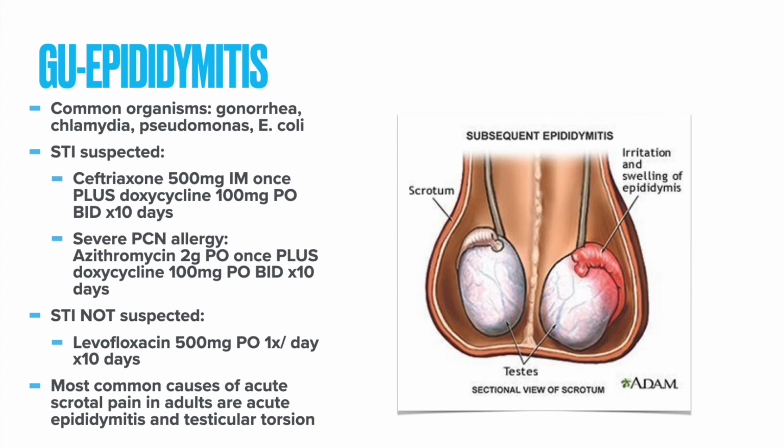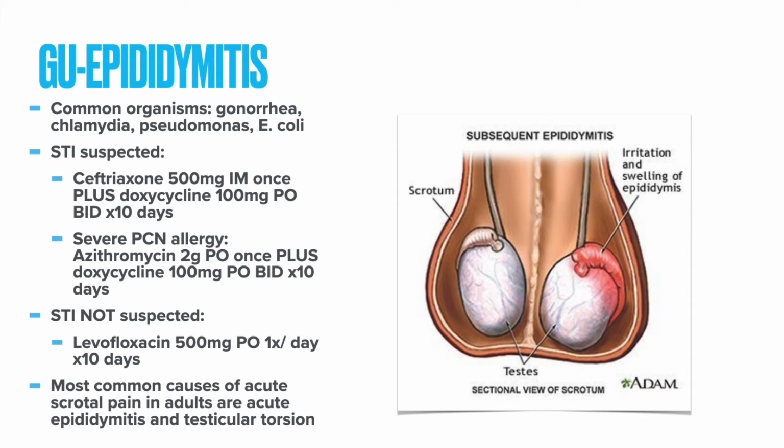All right, so on to genitourinary infections. First up being epididymitis. This is inflammation of the epididymis, and this picture really shows it well. So common organisms for this include gonorrhea, chlamydia, Pseudomonas, and then E. coli. The choice of antibiotic treatment is going to depend on whether or not a sexually transmitted infection is suspected. This can be determined, of course, by interviewing your patient, and you can also do STI testing as well. However, treatment should not be delayed pending those results.